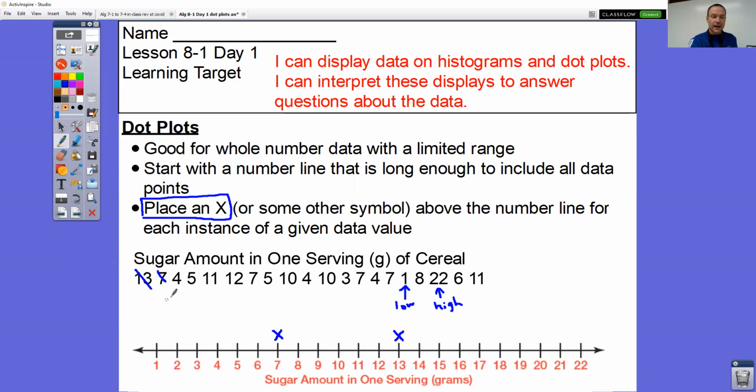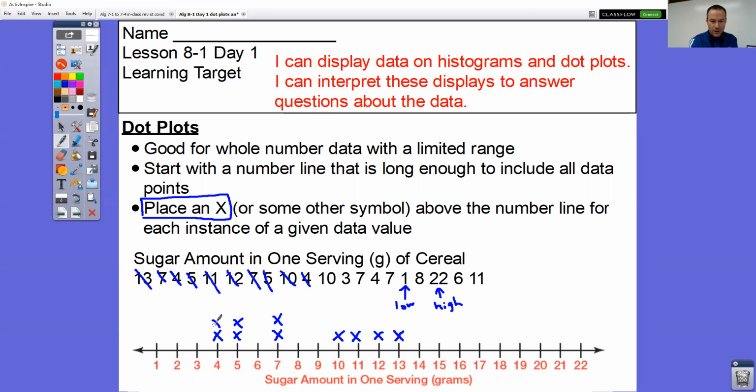The other suggestion that I have is, hopefully you notice what I was doing. I was crossing the numbers out as I use them. It's very easy in these to lose track of where you are. So I would suggest crossing them out as you go. So I'm going to keep on going with this. And then we have some questions to answer from the dot plot.